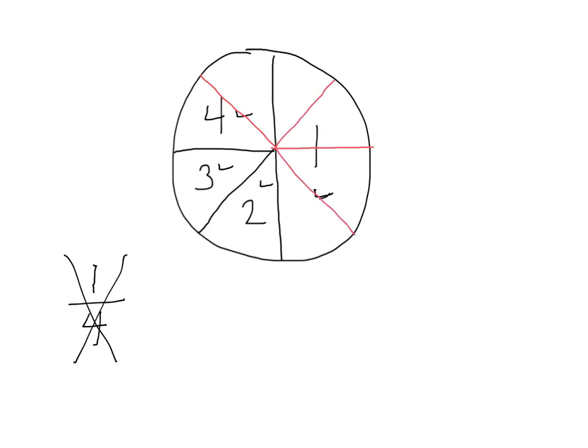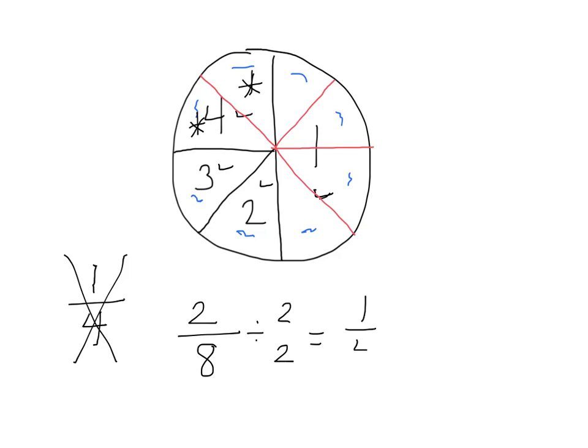And now if we go through and we say, okay, what are the chances of getting a 4? I count my 1, 2, 3, 4, 5, 6, 7, 8. There are a total of 8 pieces, and 2 of them are 4s. I can simplify this down because 2 goes into both of those, and I have 1/4.